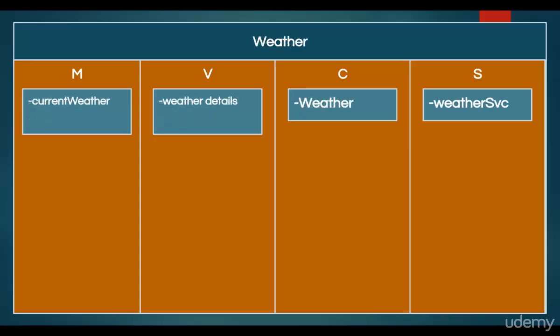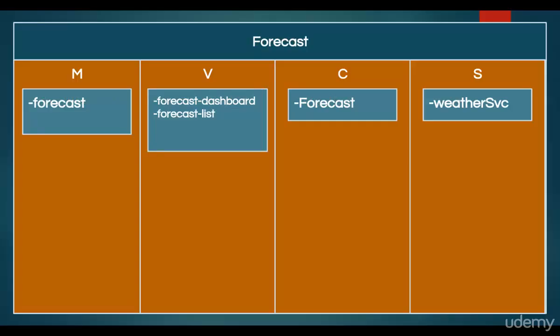MVCs of our next feature are self-explanatory. Here the model will be current weather data, and the view will be weather details. Here also I'm going with a single controller, and the service will be my weather service. Forecast model will have forecast data. View will be the forecast dashboard, that is a chart view, and a forecast list. Single controller and weather service to handle the business logic.